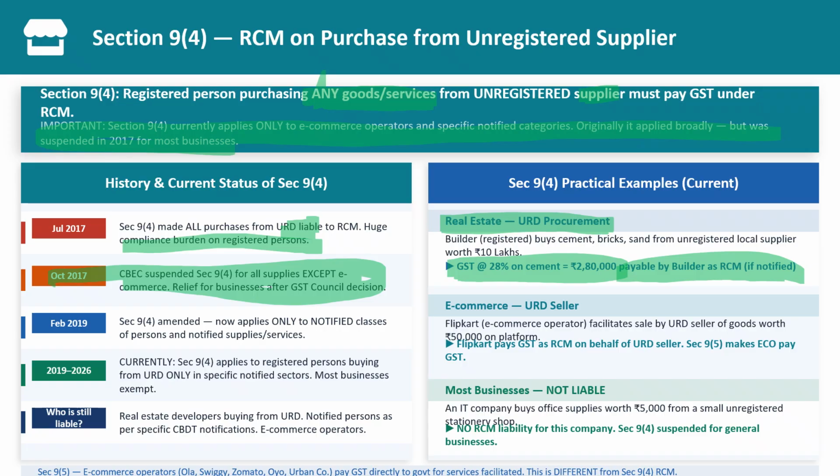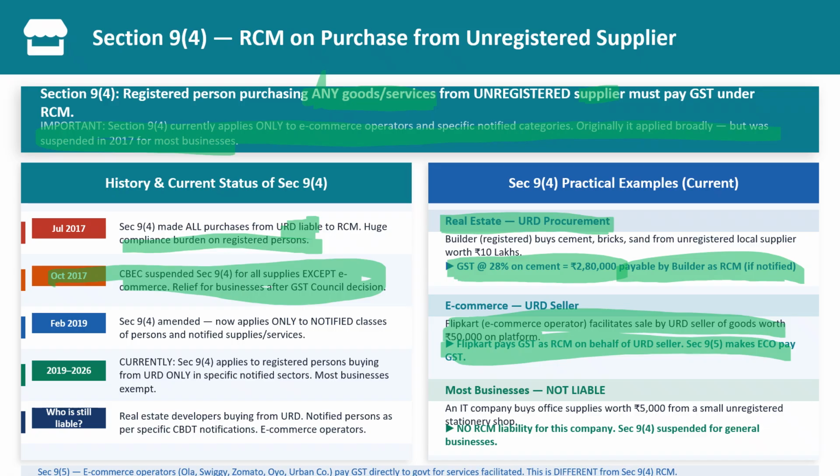This is because real estate business has been brought under RCM now. And then e-commerce: the act itself did not give suspension for e-commerce business. So even for Flipkart or e-commerce operators facilitating supplies by unregistered sellers, on that value you need to pay GST to the government at the specified rate.